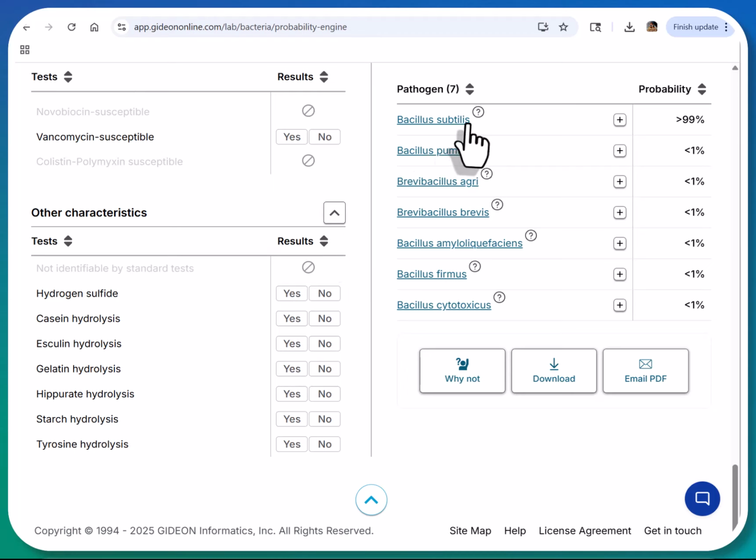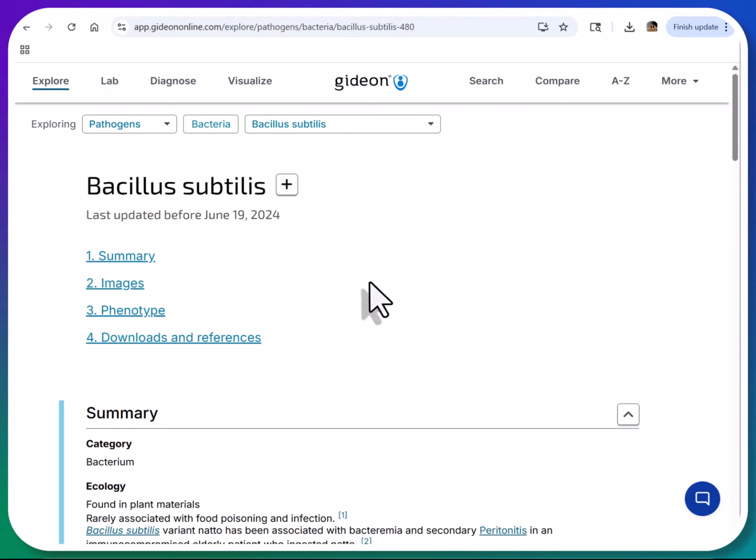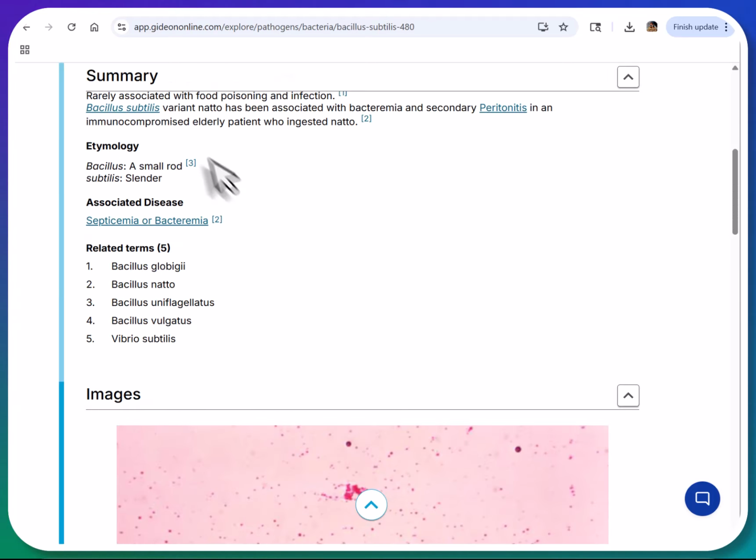So with a really high probability, we have Bacillus subtilis. And let's go up. So it's a gram-positive bacillus, spore-forming, motile, aerobe, growth in blood agar. It does not grow in MacConkey, oxidase and catalase positive, beta hemolysis, DNase positive. So it's a really high probability that it is Bacillus subtilis. So I think we're doing a pretty good job. Let's see if it makes sense, because we got it from the environment. And let's see what it says.